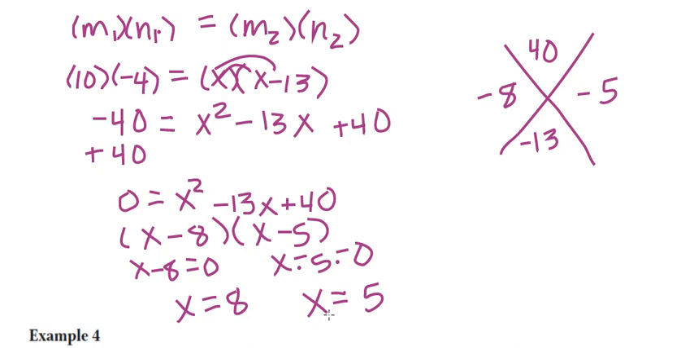So that's what you have there. And if you were to graph in your calculator, if you put in Y1 negative 40, and then in Y2, if you put x squared minus 13x and you graphed them, you would find that they intersect at both of those values.